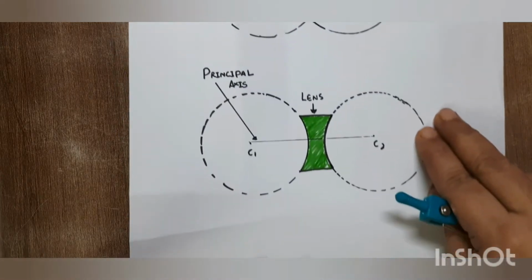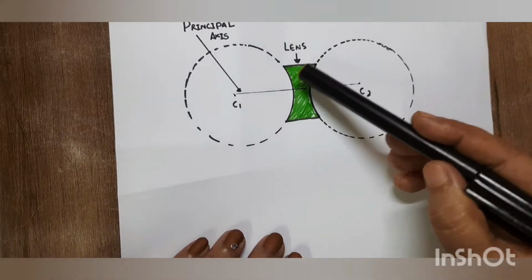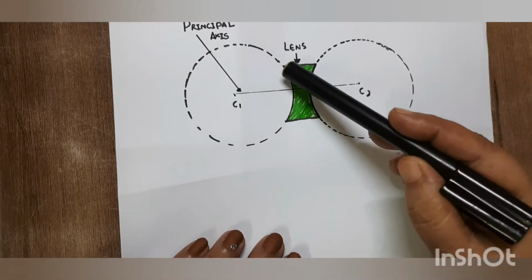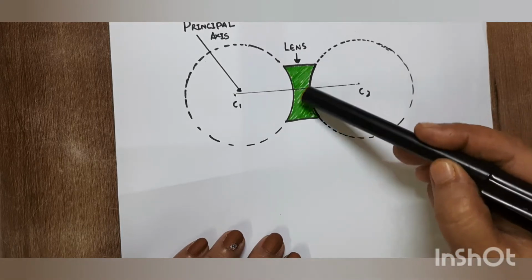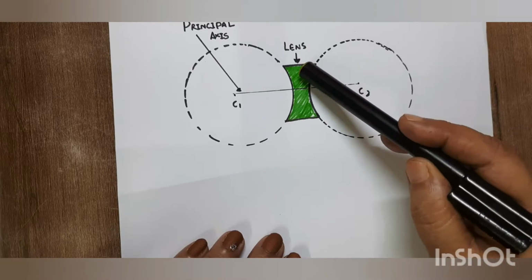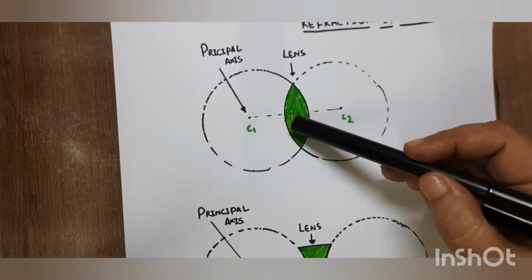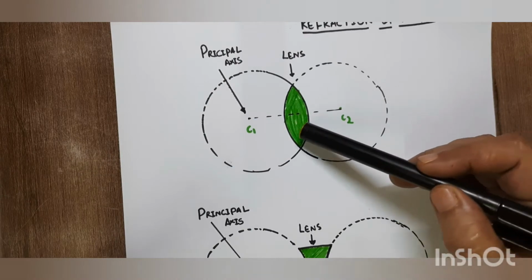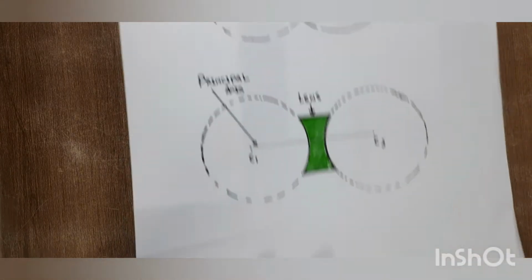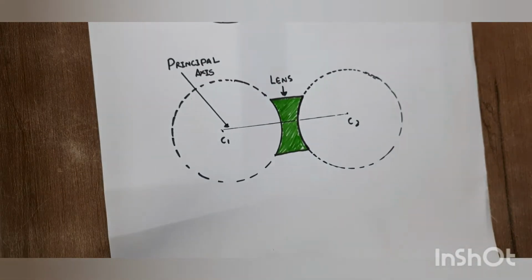In the same way, here are two circles, but these are not intersecting. In this case, the arc of the circle and this spherical part are taken, and a lens is formed. This we call a concave lens, and the other one is a convex lens. A convex lens is a converging lens and a concave lens is a diverging lens.